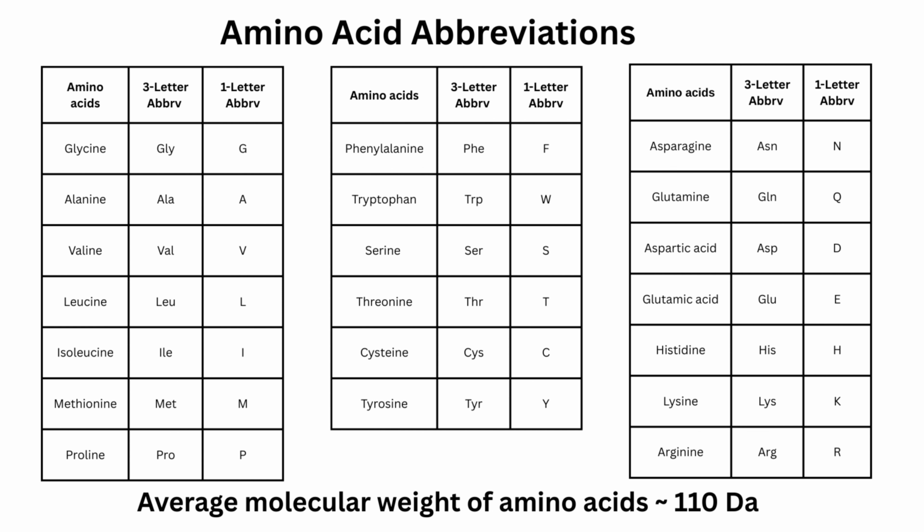Here is a list of abbreviations used for amino acids. MCAT tip. The average molar mass of amino acids is around 110 Daltons. Also, remember, all amino acids are chiral except glycine, and only L-amino acids are used by cells for protein synthesis.